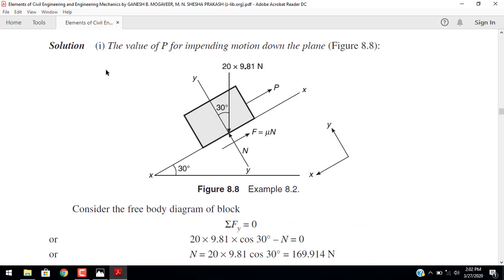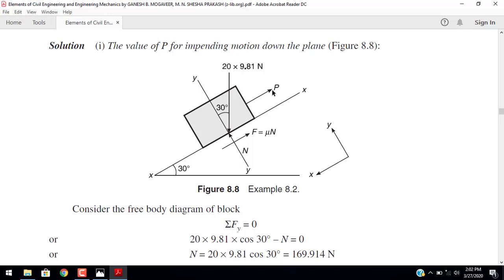Okay, now let us consider case 1, that is, finding the value of P for impending motion down the plane. So here we have taken the given figure and we will consider this inclined plane as our x-axis and the line perpendicular to it as the y-axis. The block's self weight is given as 20 kg, and it will be converted into Newtons by multiplying it with 9.81. This self weight will always act in the downward direction.